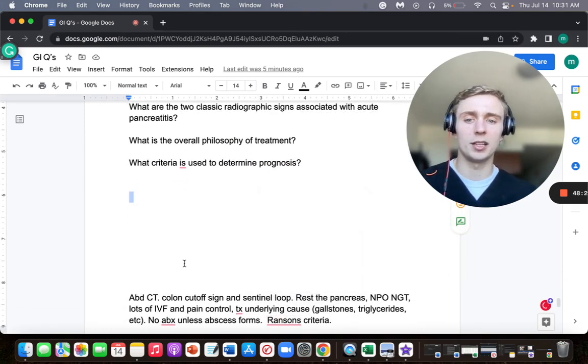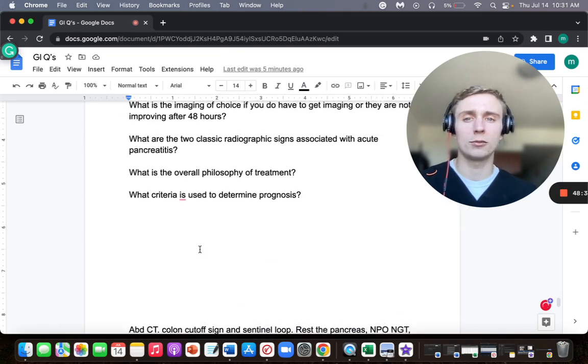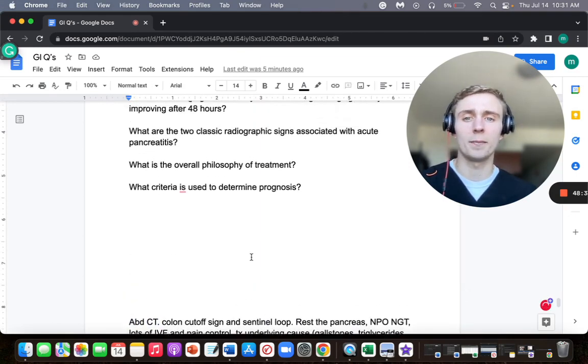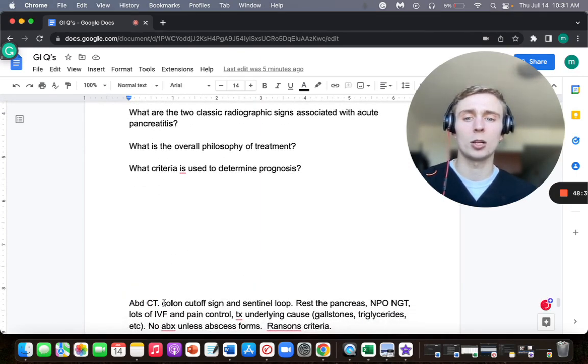So abdominal CT. That's what we're going to get. That's the test of choice. If we do want to get imaging tests, we're going to get an abdominal CT for acute pancreatitis. What are we going to see? Radiographic signs. It's going to be the colon cutoff sign, and sentinel loop. So colon cutoff sign, don't forget, and sentinel loop.